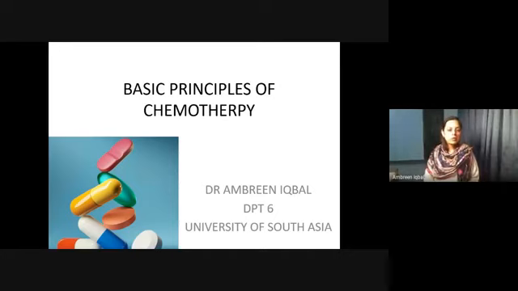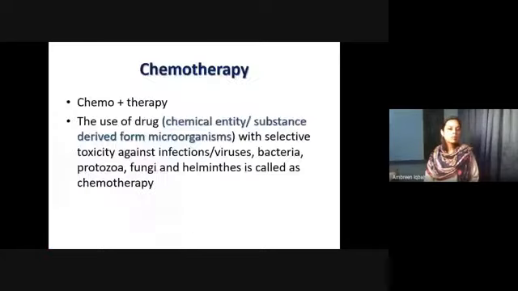Chemotherapy is one of the very important chapters that we are going to study in the subject of pharmacology and therapeutics too. What is chemotherapy? Chemotherapy, as the name indicates, is something about chemicals and therapy. So the use of drugs or any chemical agents or substances derived from certain microorganisms which have a selective toxicity against infections, viruses, bacteria, and protozoa or fungus are said to be chemotherapeutic agents or chemotherapy.